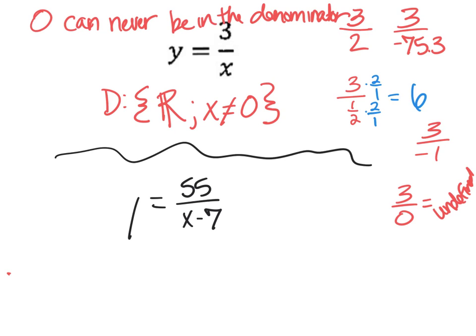55 over x minus 7. So here's what I want to ask you. I just wrote in red on top, 0 can never be the denominator. So that means that for x right here, I could put any number that I want, because I could do 23 minus 7. I could even do 0 minus 7. So I could plug in 0. But what number, if I plugged it in, would make x minus 7 be a 0? 7. And you do it like this.